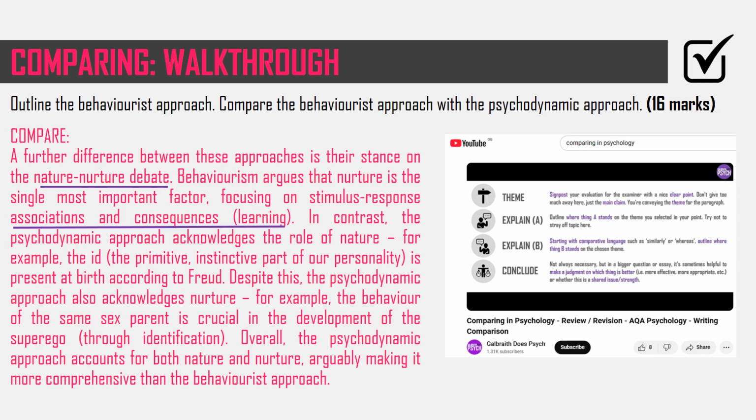In contrast, so there's the comparative language again, the psychodynamic approach acknowledges the role of nature. For example, the id, which is the primitive and instinctive part of our personality, is present at birth, according to Freud. So that's the nature side of it. Despite this, I'm going to take this a bit further. Despite this, the psychodynamic approach also acknowledges nurture. For example, the behavior of the same-sex parent is crucial in the development of the superego. So that's about when they identify with the same-sex parent and they inherit their superego that way.